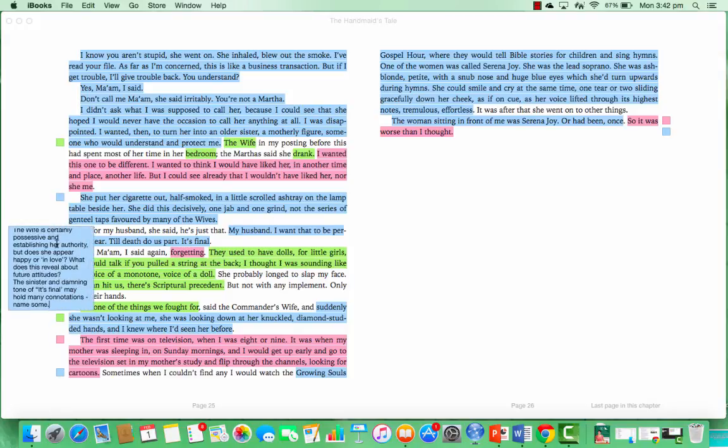The wife is certainly possessive when she says, "My husband, I want that to be perfectly clear. Till death do us part, it's final." And it certainly establishes her authority. But think about the tone. Does she appear happy or in love, as we might expect from associations of our own context? What does this reveal about future attitudes? The sinister and damning tone of "it's final" may hold many connotations. So pause to name some.